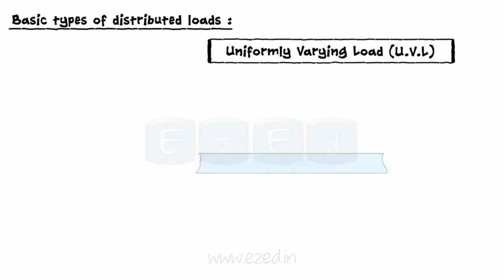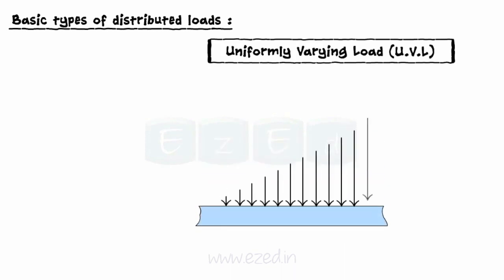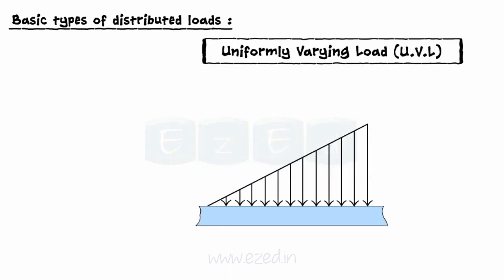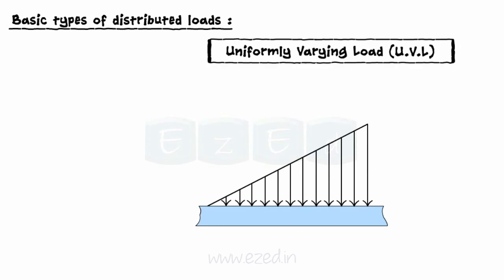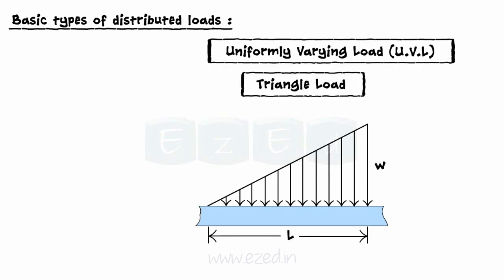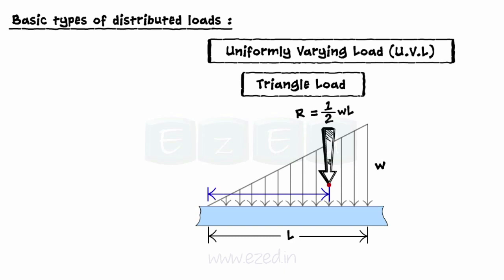When a load of uniformly varying intensity is spread over a length, it is said to be a uniformly varying load. Consider a triangular load. A UVL can be converted into an equivalent load which is equal to the area under the load diagram, that is, half into W into L, acting at the centroid of the load diagram. The centroid will act at a distance of 2L by 3 from the left end and L by 3 from the other end.